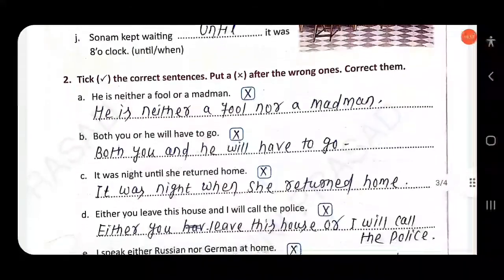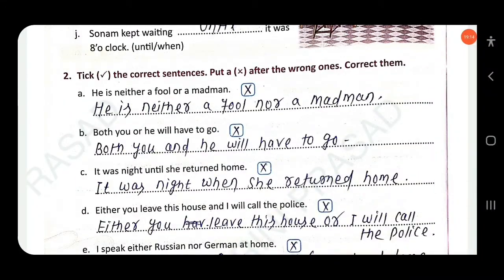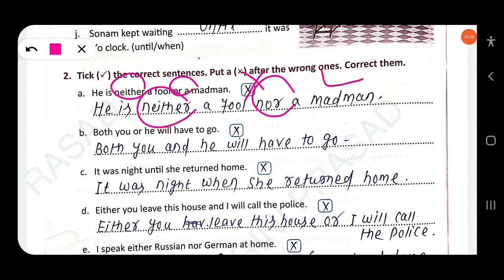Then next, take the correct sentence, put a cross after the wrong ones. Correct them. He is neither a fool nor a madman. Here neither nor should be used, but neither or is used. You have to make a cross here. He is neither a fool nor a madman. You have to use here nor, neither nor.